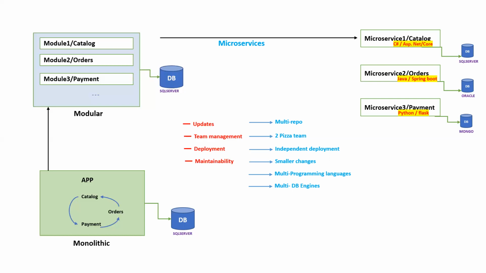So I hope you understand the concept of microservices with this case study of catalog, orders, and payment, and why it was transformed into microservices from monolithic and modular architecture, because of these many cool features and the overcoming of these challenges in updates, team management, deployment, and maintainability.